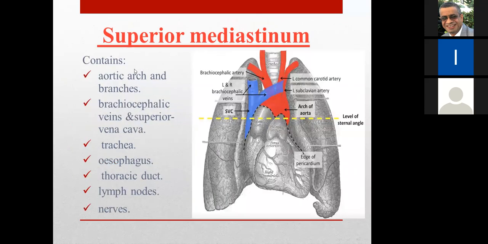The superior mediastinum contains the aortic arch and its branches, the brachiocephalic veins, and the superior vena cava. You can see here, this is the aortic arch with the major branches and the brachiocephalic veins forming the superior vena cava, the trachea and the esophagus, the thoracic duct, and lymph nodes and nerves.